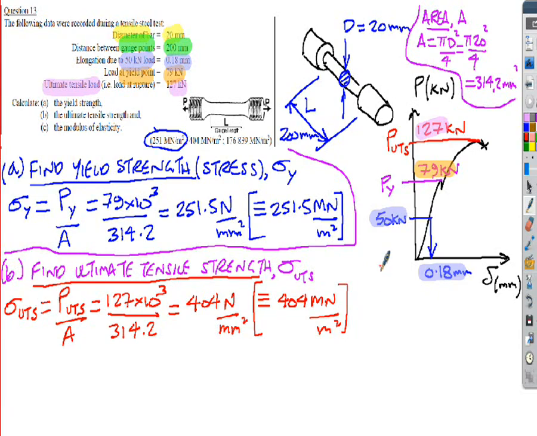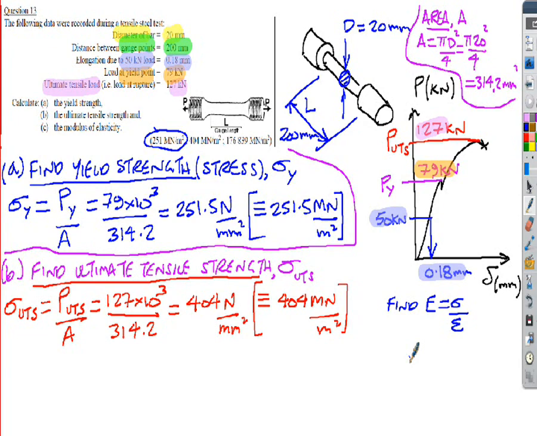Okay, now for part C, slightly more thinking required here. Let's have a little think about part C here. We've got to find the modulus of elasticity. So we've got to find the E value. So I'm just thinking out loud here, so you have to write this down. I've got to find E. And now we know that E is equal to the stress divided by the strain value. So I need to find the stress and I need to find the strain.